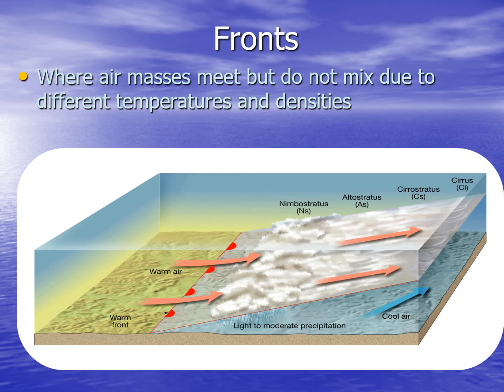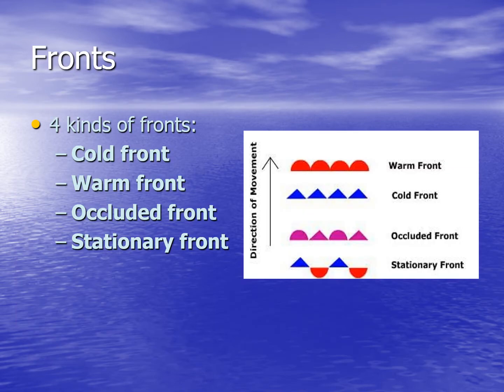Weather fronts are where air masses meet, but they do not mix due to the different temperatures and densities. Remember that temperature changes the density. There are four kinds of fronts: cold, warm, occluded, and stationary. Yes, you do need to know the symbols for each.